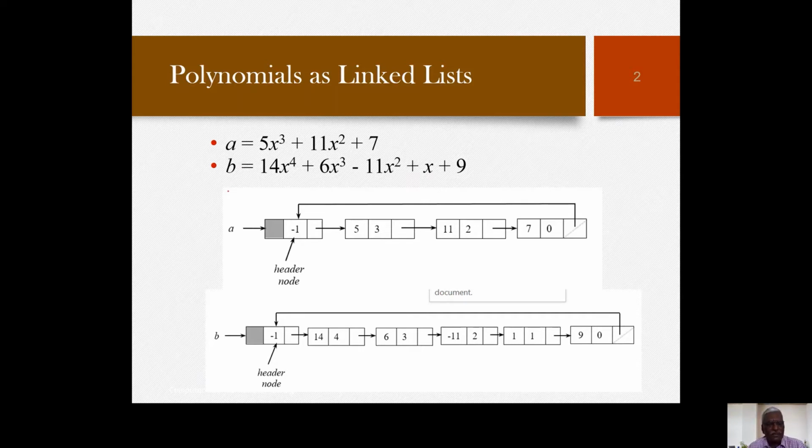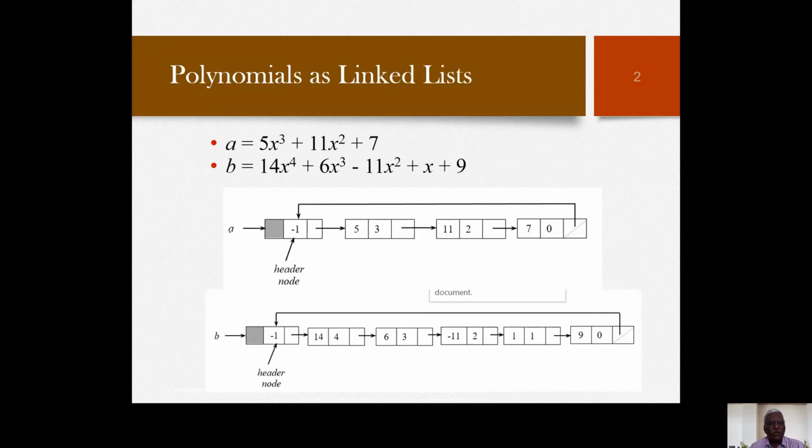Next we have the second polynomial, B, which is also represented in a similar fashion, where I have 5 terms: 1, 2, 3, 4, 5. You can see the 5 nodes, and the last node's next field points to the header node of B. So now we have successfully represented the two polynomials A and B in the form of a circular linked list. Right, now we shall move on.